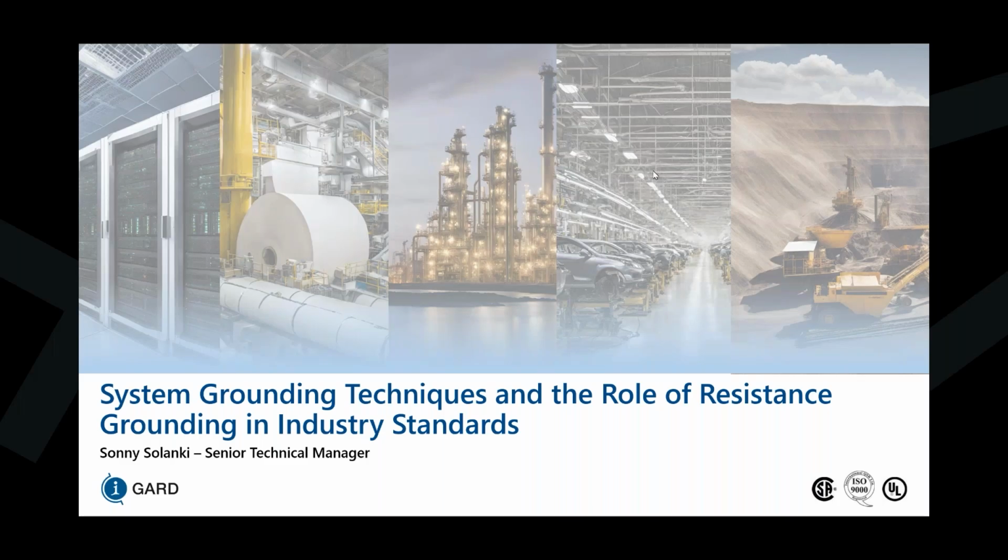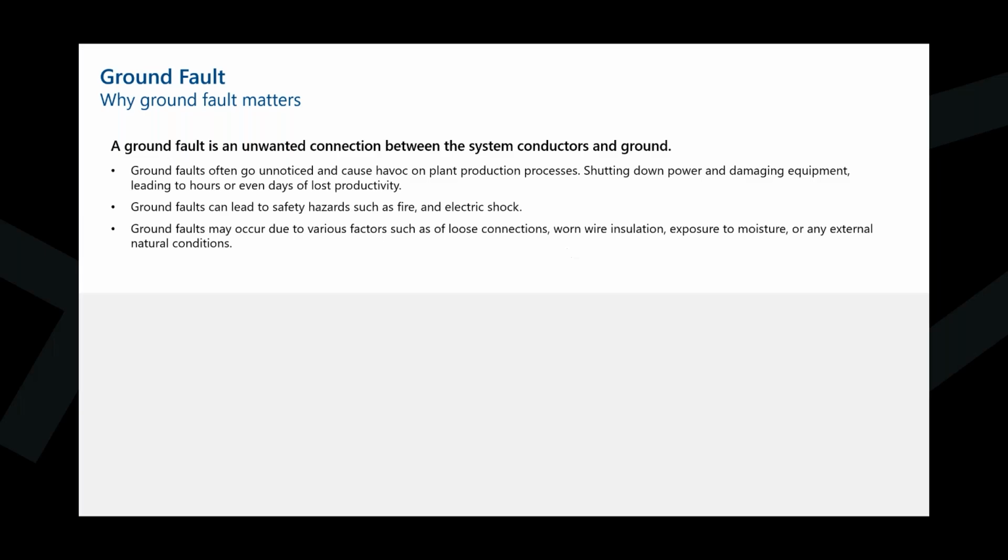My name is Sonny. Today's topic is going to be system grounding techniques and the role of resistance grounding in industry standards. So we'll start off with what is a ground fault and why ground faults matter. A ground fault is an unwanted connection between the system conductors and ground. And if it goes unnoticed, it can cause havoc on plant production processes, shutting down power and damaging equipment, leading to hours or even days of lost productivity.